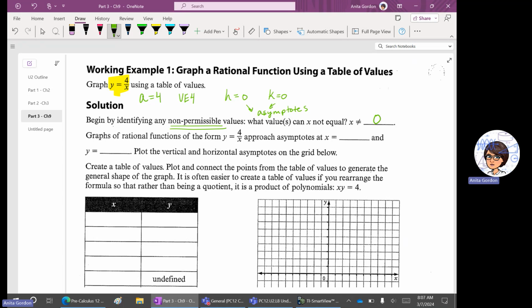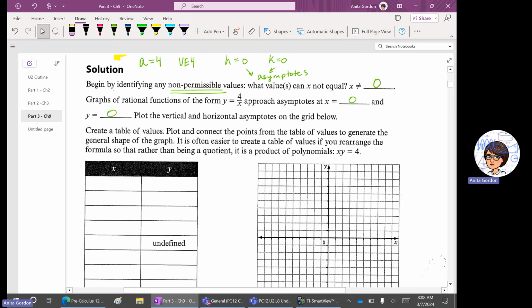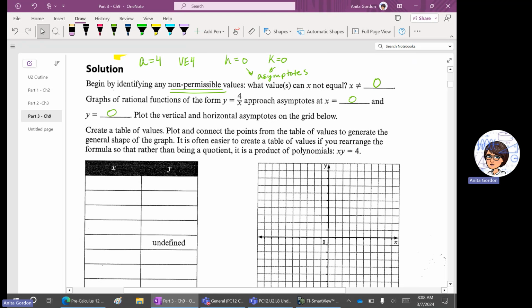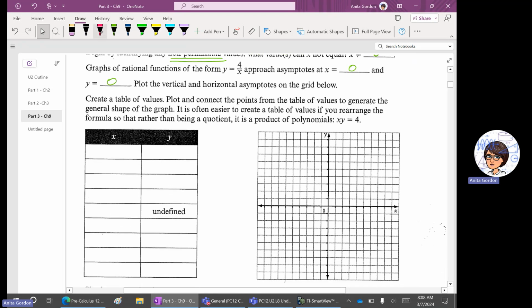When we graph the rational function of the form, we want to choose points that approach x equals 0 and y equals 0, because those are our asymptotes. So we want to be choosing numbers that are close to that point from the left and from the right. So first thing is I'm going to use my red pen here, and I'm going to dot on my graph where my asymptotes are. 0 and 0. So I should not be crossing these lines.